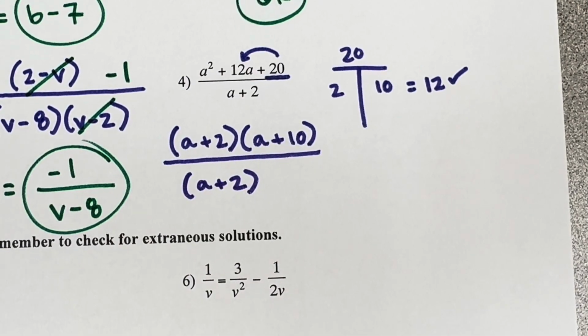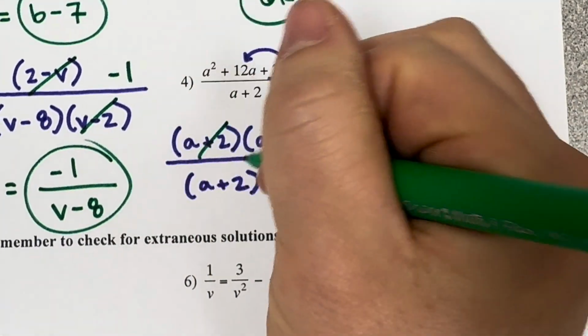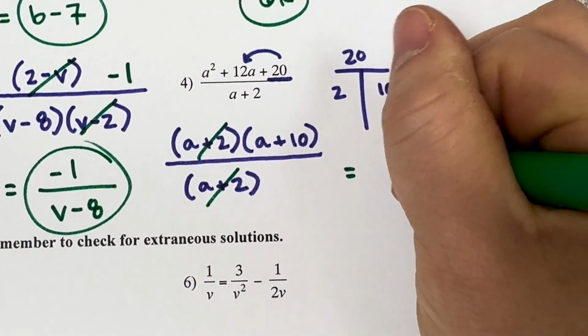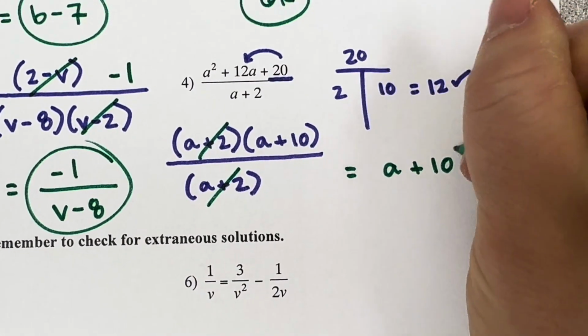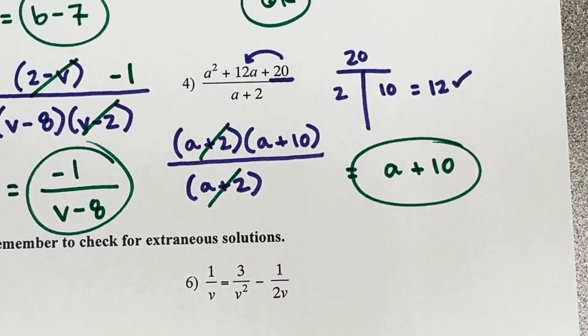Okay, now the pieces that are exactly the same on top and bottom, a plus 2 and a plus 2, cancel, which means I'm just left with a plus 10 for my numerator, nothing on my denominator, so I can just leave it as a plus 10. Beautiful.